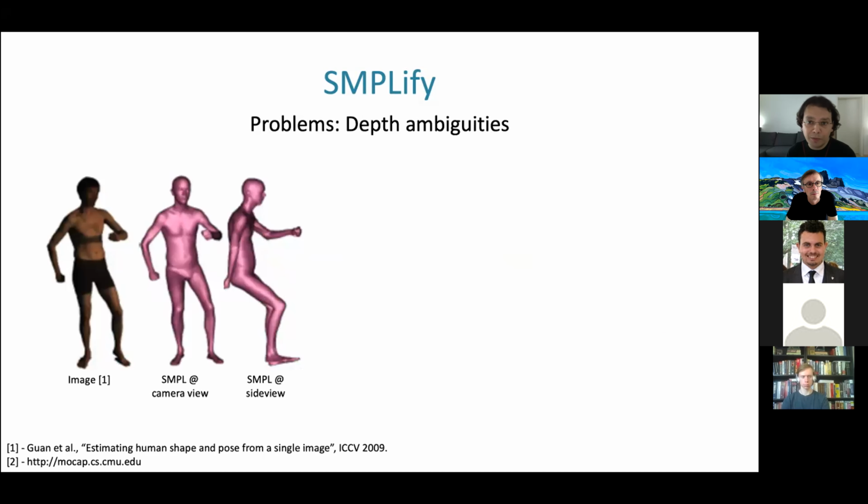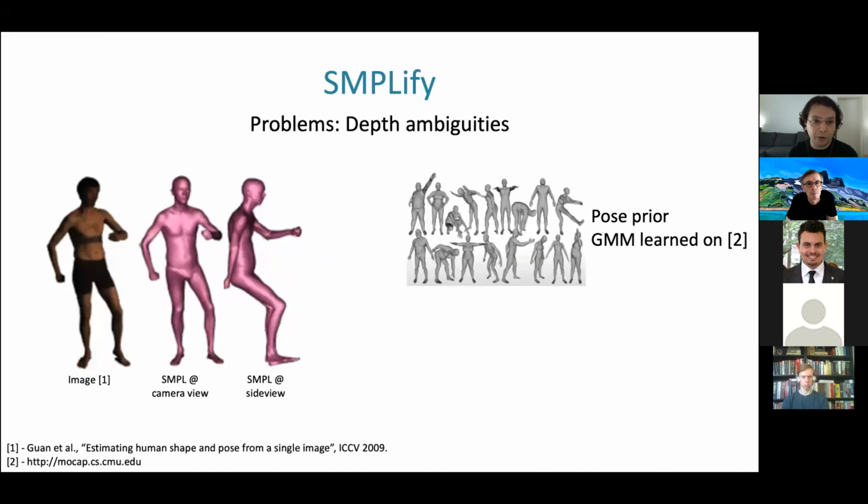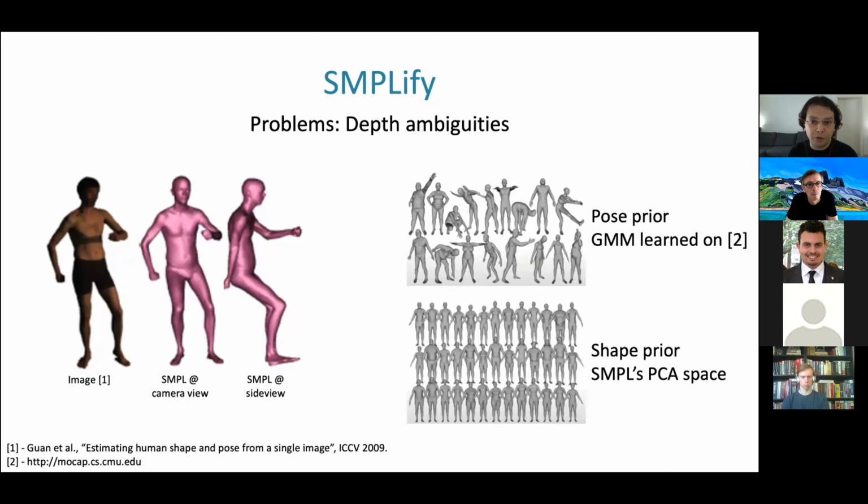Another important problem is that color images have no depth information. Consequently, there are strong depth ambiguities. In this example, we see that knees are bent, although they shouldn't. And to account for this, we really need good priors. For pose, we use a Gaussian mixture model learned on the CMU MoCap dataset. And for shape, we use the PCA shape space of SMPL, that captures the shape statistics across the human population.